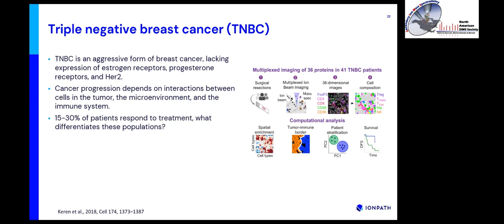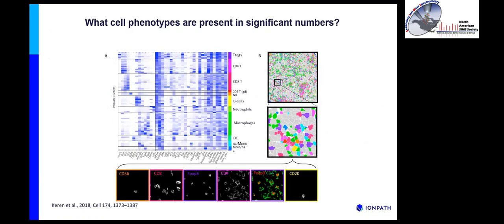This is a pretty typical question that you can ask and answer with MIBI, because with the highly multiplexed nature we can analyze a number of different cell types, and we have the spatial information on where they are in relation to each other. So really a good use of MIBI here.